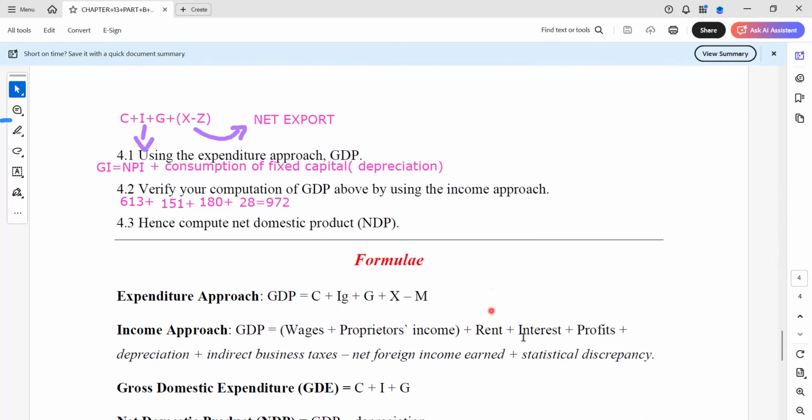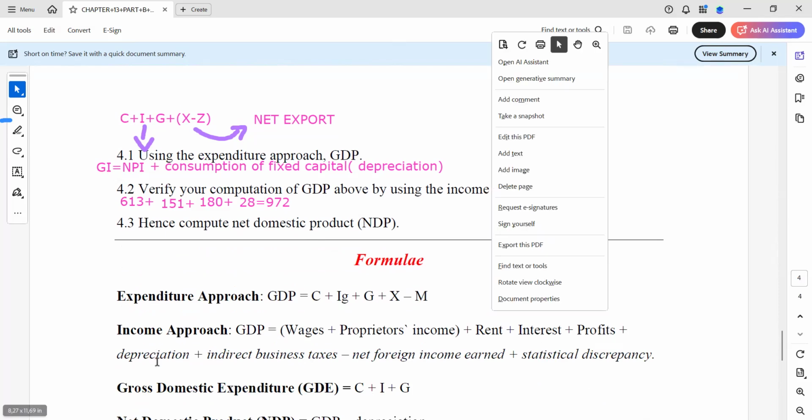Actually there is a formula here. You want to add interest, profit, plus depreciation, indirect taxes, and then we're going to subtract net foreign income earned, and then add statistical discrepancies, right? We subtract net foreign income earned or subsidies. If there's net foreign income earned and also subsidies, we subtract them both, right?